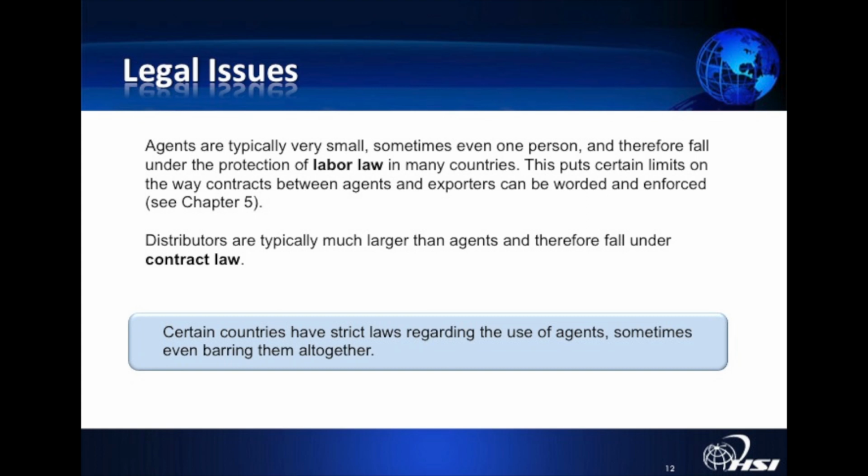It's not going to determine if it was a fair agreement or not. Labor law, on the other hand, will put certain limits on the way the contracts between agents and exporters can be worded and even enforced. I'll talk a little bit more about this in the contract section. So be careful when you're choosing an agent or distributor. Make sure you also include the legal issues that could be involved in this decision.